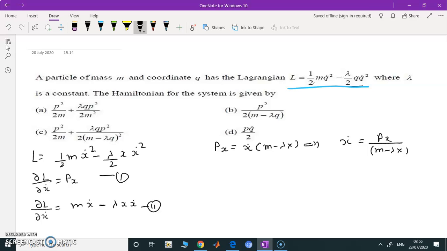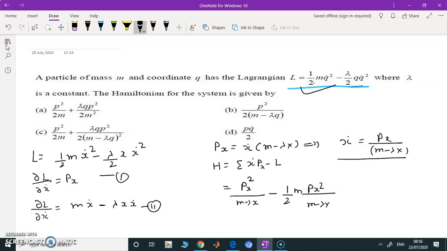Now the formula number 4, that H should be sigma x dot P minus L. So we'll put x dot in this equation. What will we get? Px upon m minus lambda x, and Px is already there, so Px square, minus L. So L is here. Now we'll keep that here: 1 by 2 m x dot square, so it will be Px square upon m minus lambda x whole square.